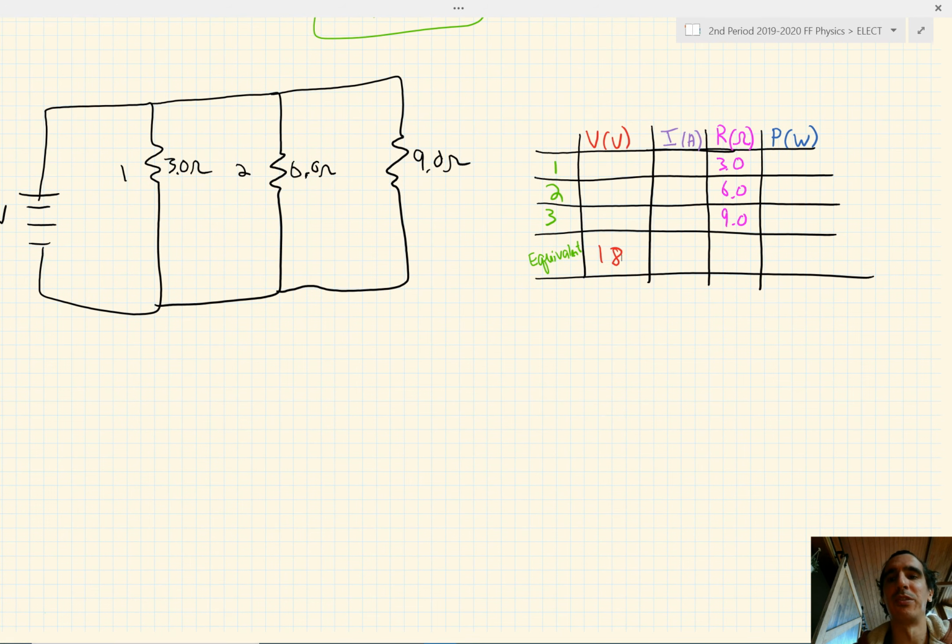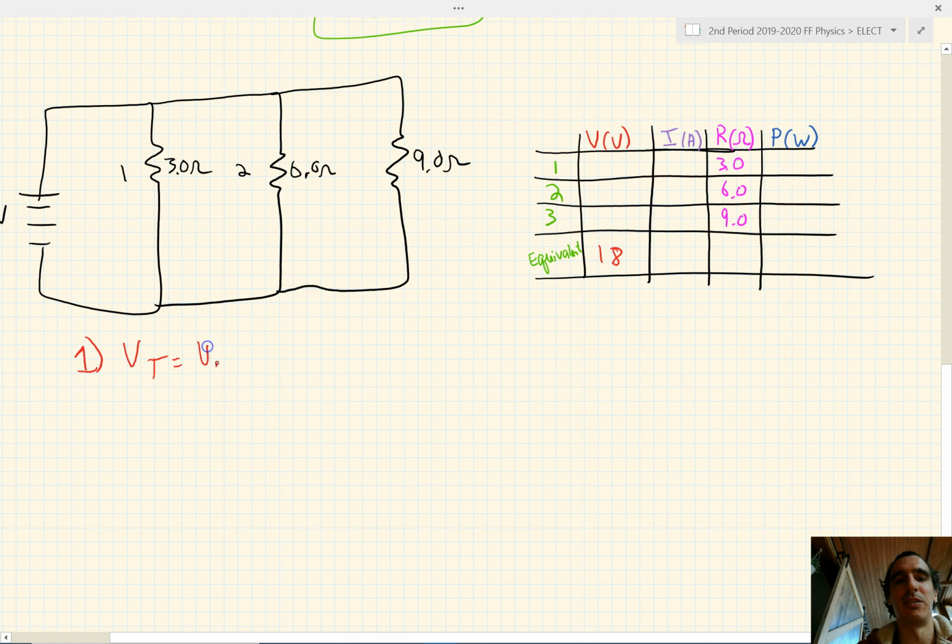So from here we've got a few options in terms of how we want to analyze this. Let's start with the easy math first. We know the potential difference is the same across each resistor. So V total is equal to V1 equals V2 equals V3, which is 18 volts. So let's fill in 18 for all of our potential differences. Now we have a couple of options. We could either find the currents through R1, R2, and R3, or we could find the equivalent resistance. Let's find the currents first, and I'll show you multiple ways in which we can calculate the equivalent resistance.